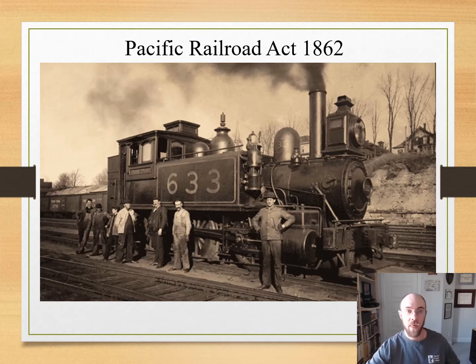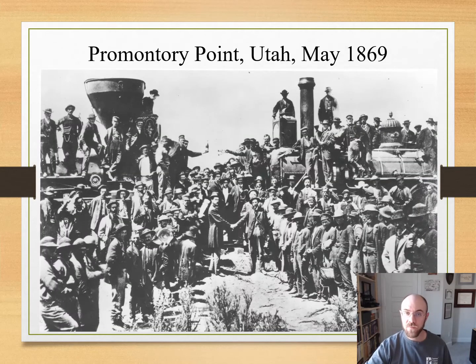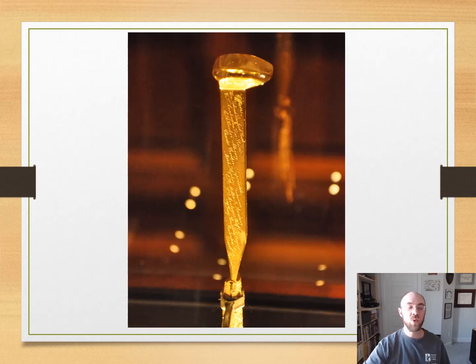So the Pacific Railroad Act of 1862, also during the Civil War, is going to establish the Union Pacific Railroad. So this is going to be the Union Pacific and Central Pacific, and they're going to meet in Promontory Point, Utah. One railroad's being built west, one's being built east, and they're going to meet in the middle. So you can see the big celebration. 1869, they meet. They drive a golden stake in the ground to join the two railroads together.